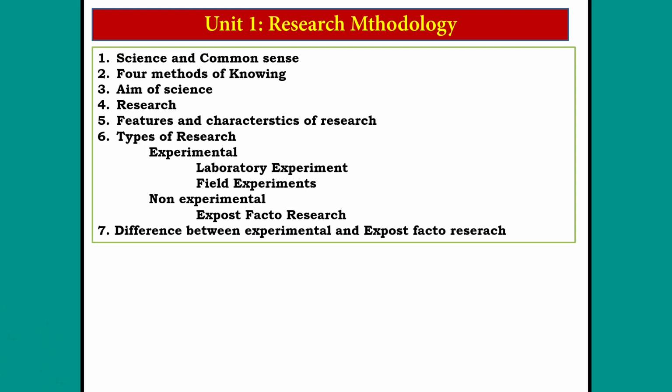Then we will look into what the aim of science is. Then we will try to understand what research actually is, what the definition of research is, and then we will look into the important features and characteristics of research. Then we will discuss types of research. It will take a long time, so in the next module also I will explain. In today's module, within types of research, we will cover experimental research, mainly laboratory experiments and field experiments. So let's begin our session.